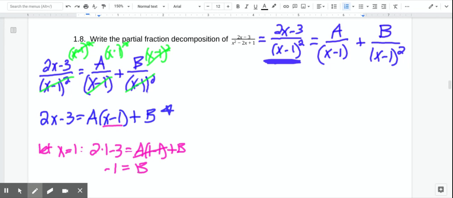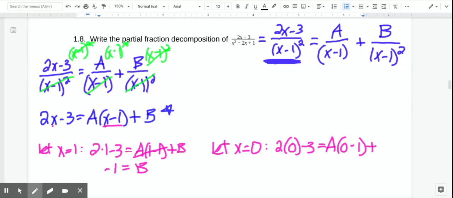Great. Now we know what B is. Now, notice there's nothing else easy to pick for x. Like there's nothing in parentheses here with the B. So now just pick absolutely anything that you want for x. Just make it easy. I'm going to let x equal 0. Okay, this seems like an easy thing to plug in. Now I'm going to plug that in here. So I get 2 times 0 minus 3 equals A(0 minus 1) plus B.